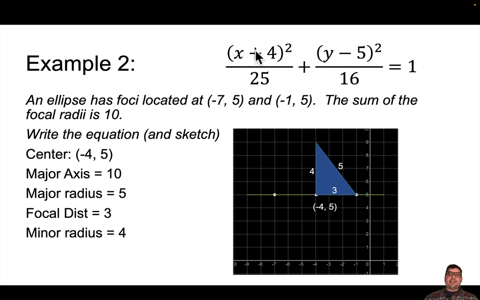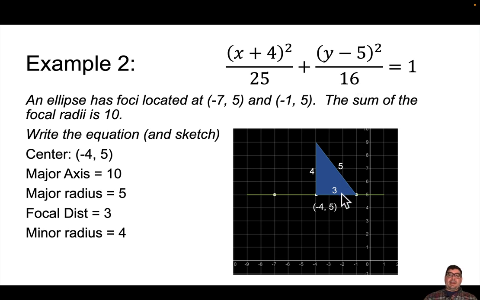In this case, our center is at -4, 5. So there's our values, 4 and -5. I think I said that backwards. The center is at -4, +5. So we put a +4 and -5. These are opposite of the values you see here in this point. We have a 25 in this case. Again, that's just the major radius squared, and then the minor radius squared is right here.